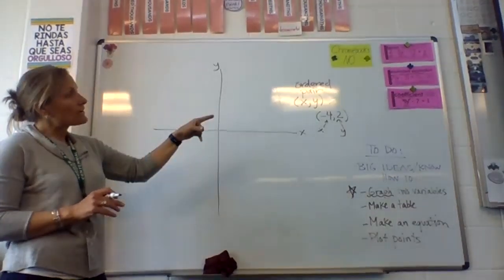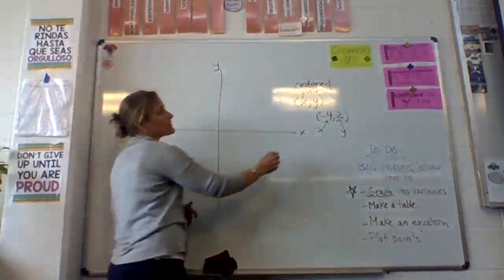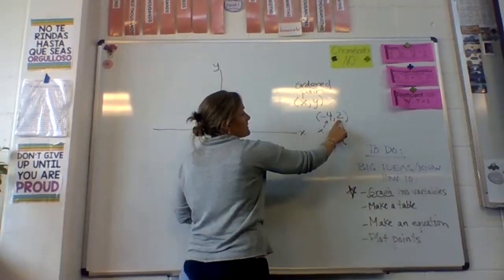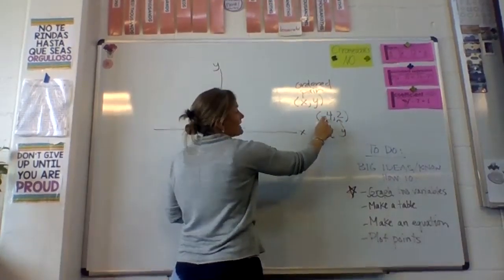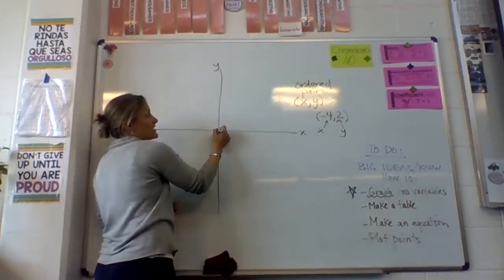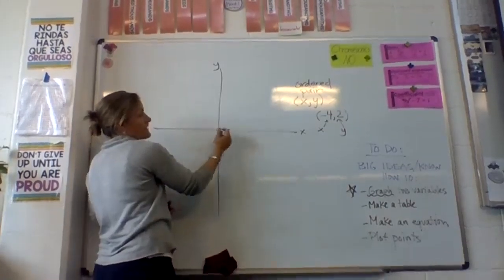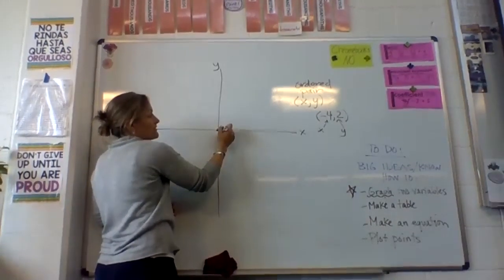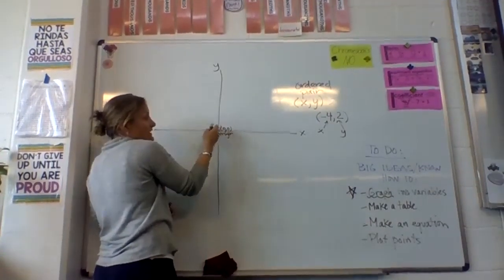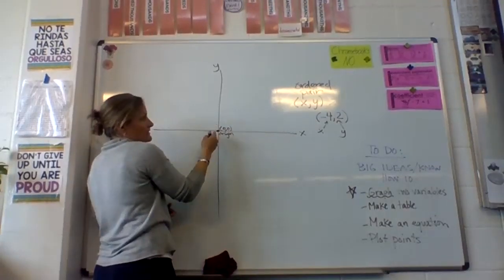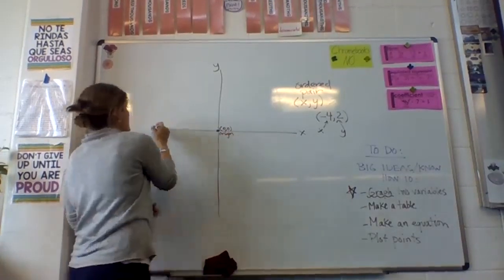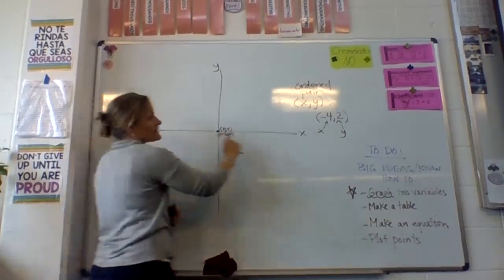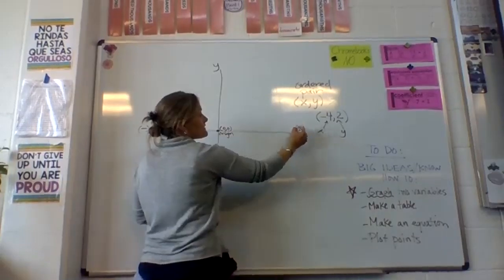Okay, so when we think about it, this one is a -4 and this one is a 2. This is known as the origin right here. Okay, so this is the origin, and that's 0, 0. That's 0 x movement and 0 y movement. This way on the x-axis is the negative direction for x. This is the positive direction for x.